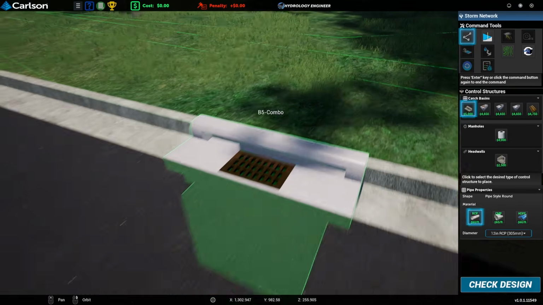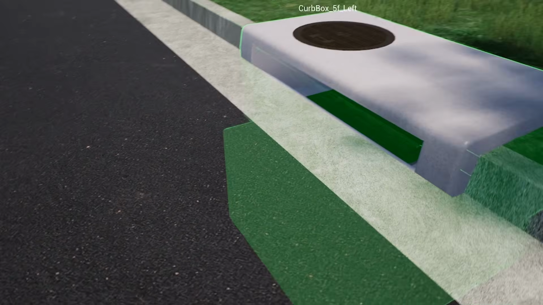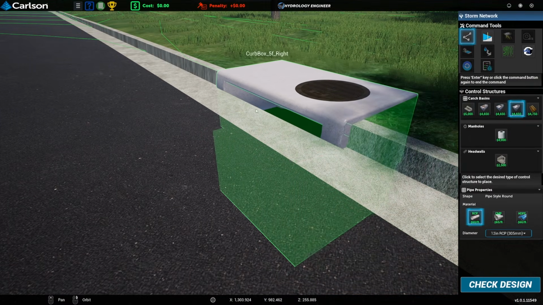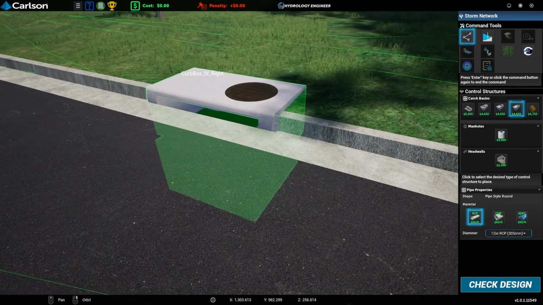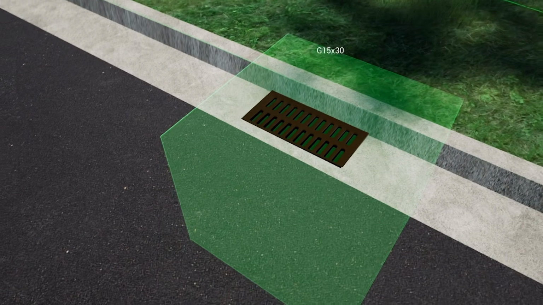There's other types, so you've got these ones which have a little curb inlet on the side. These ones which are literally just a curb inlet. We don't use any of these in the UK really. You may see them in some places, maybe more rural areas, but the standard for the UK are these gratings here.